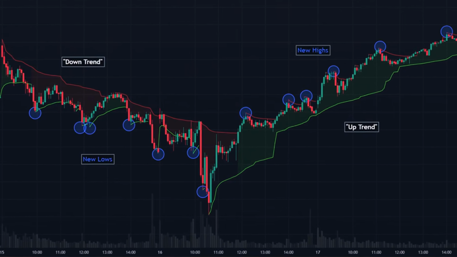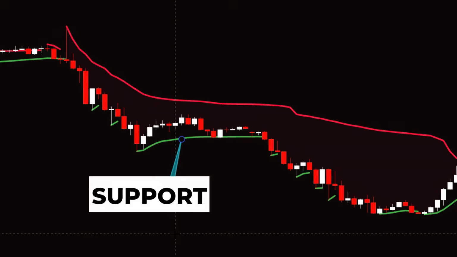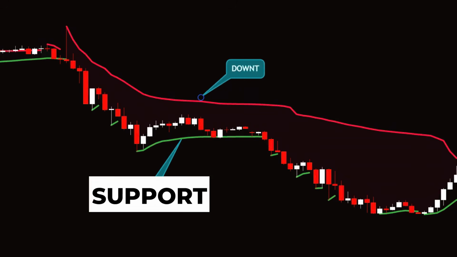When price is trading below the red line, you're in a downtrend, and that green line sitting below price, that's your dynamic support. Once price snaps below it, you're looking at a strong sell setup.